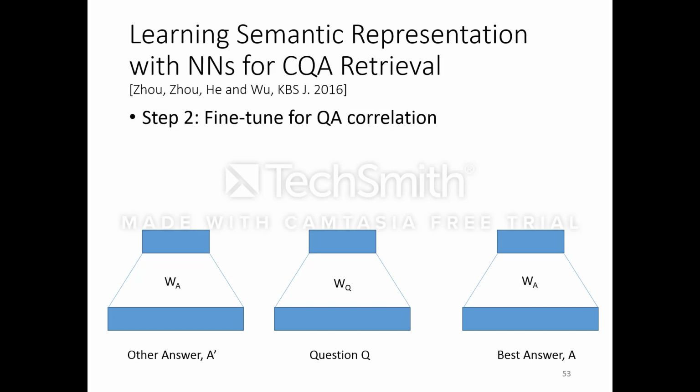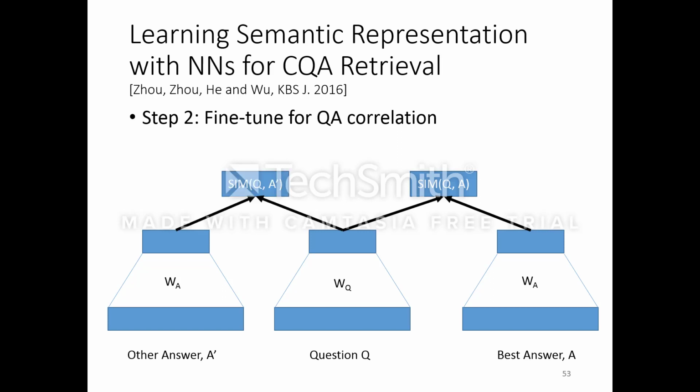And so the weights are the same, WA and WA. And you get intermediate representations. You get a compressed representation of other answer A prime. You get a compressed representation of the question Q. You get a compressed representation of the best answer A. And what do you do? You compute the similarity between Q and A, and you compute the similarity between Q and A prime.